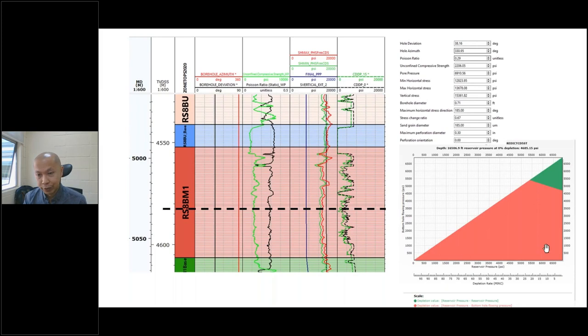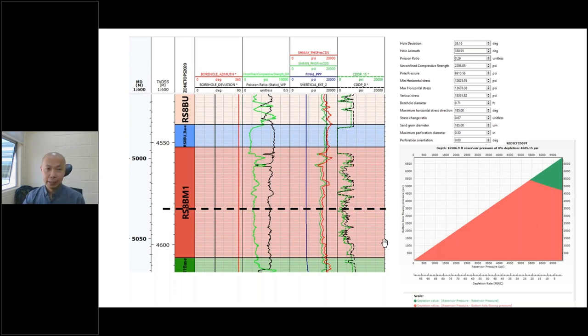When you see red, this is a danger zone. This is an area where we are going to produce sand. Green is a safe zone, right? In the y-axis you see bottom hole flowing pressure, basically the pressure downhole at the bottom of the well. In the x-axis you see the reservoir pressure. So this can guide us at which bottom hole flowing pressure we need to operate to prevent sand from being produced. That's what we call a sand envelope.